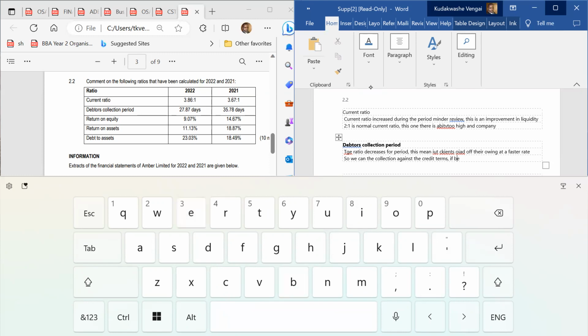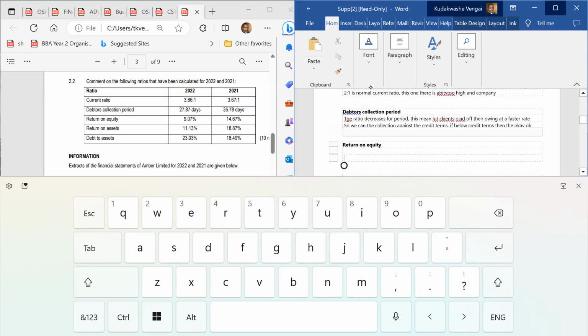If below credit terms, then the company is okay, right? So if they are below the credit, if the credit terms say 30 days to pay, and the clients are now paying in 27 days, then there's been a significant improvement, right, for the company. Then everything is what? Is fine, right?